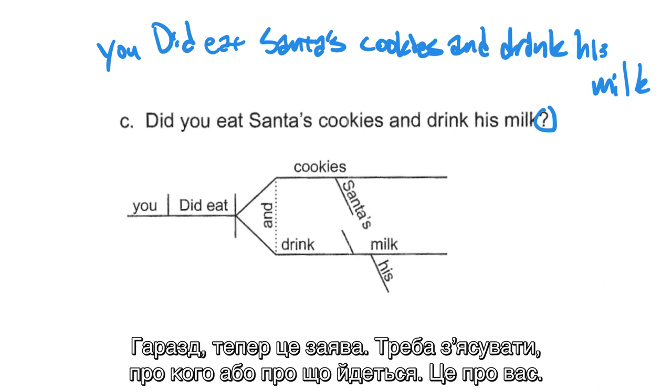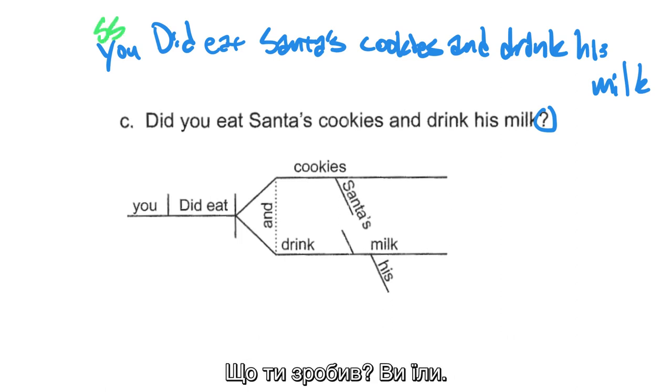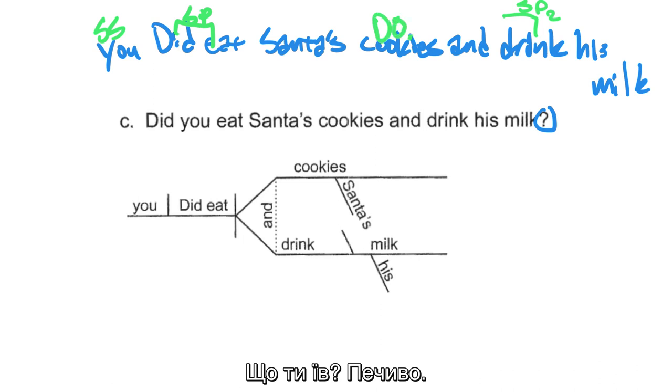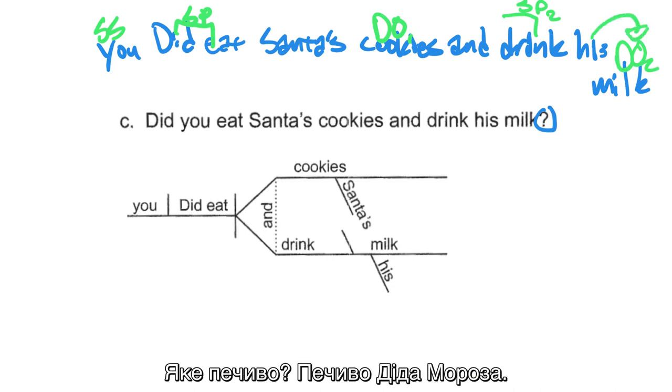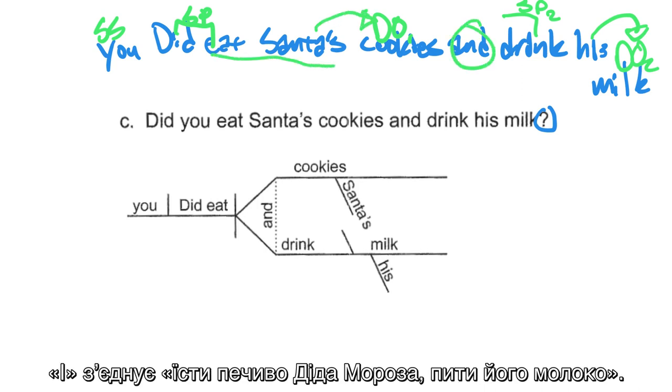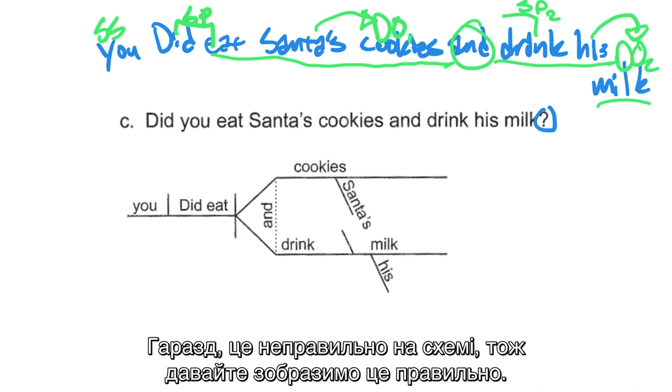We need to figure out who or what is it about. It's about you. What did you do? You did eat. And what else did you do? Did drink. What did you eat? Cookies. What did you drink? Milk. Which milk? His milk. Which cookies? Santa's cookies. And connects. Eat Santa's cookies. Drink his milk. Okay, this is diagrammed incorrectly, so let's diagram it correctly.